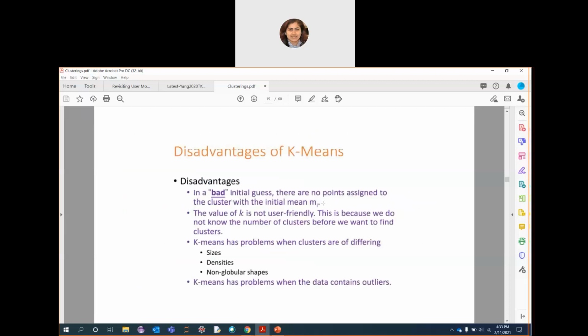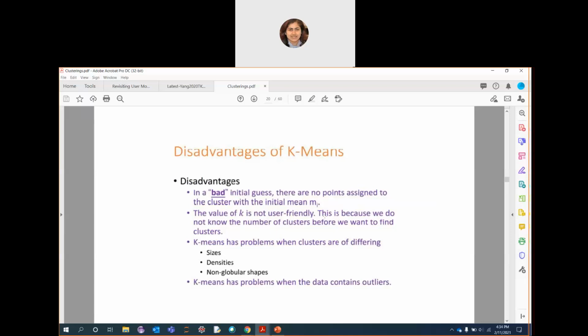Then the disadvantages of K-means. So what are the disadvantages? Initial guess: how do you initially guess the centroid or the mean? That is your M value in the clusters. If it is a bad guess, it will also badly affect your solution. Then what is the K value? How to assume that K value? That is again another issue.